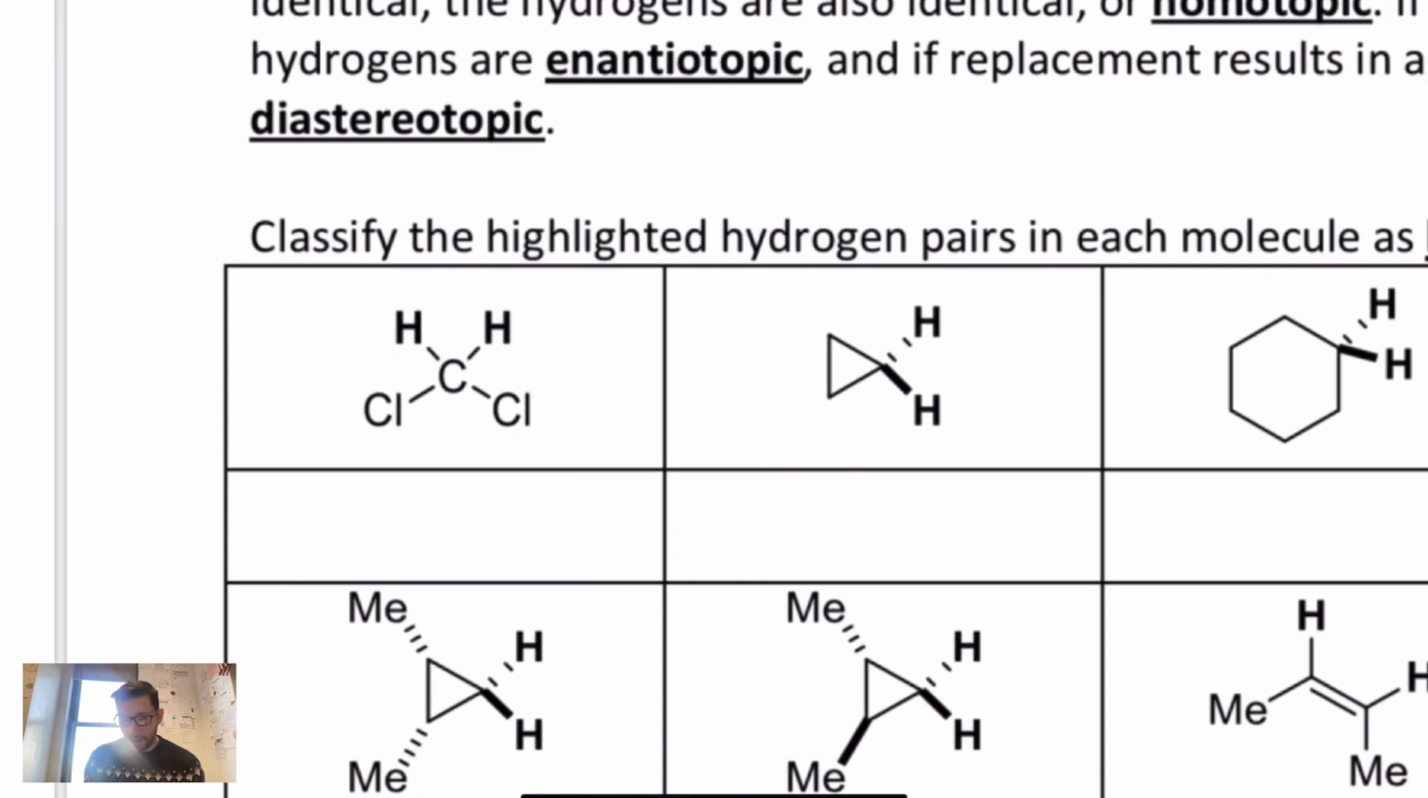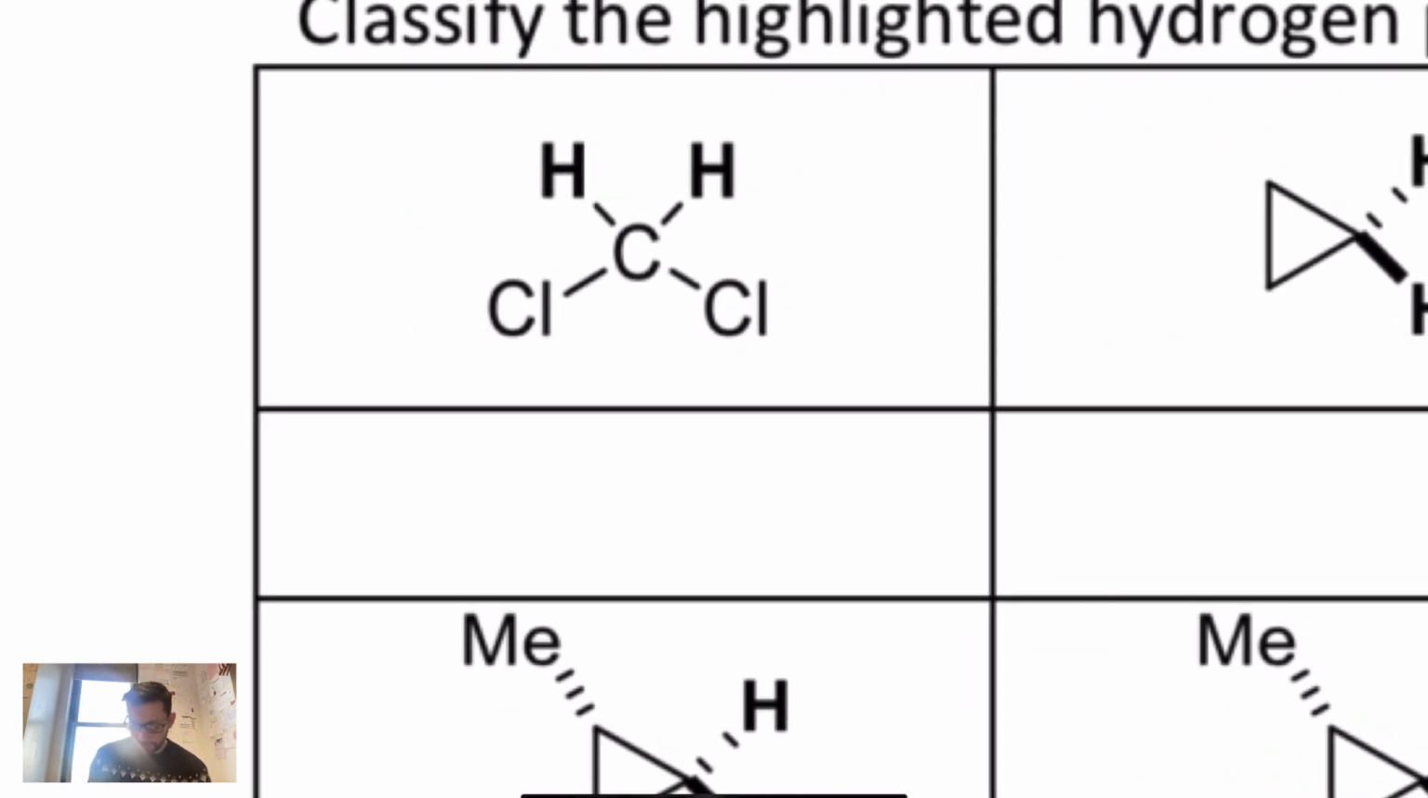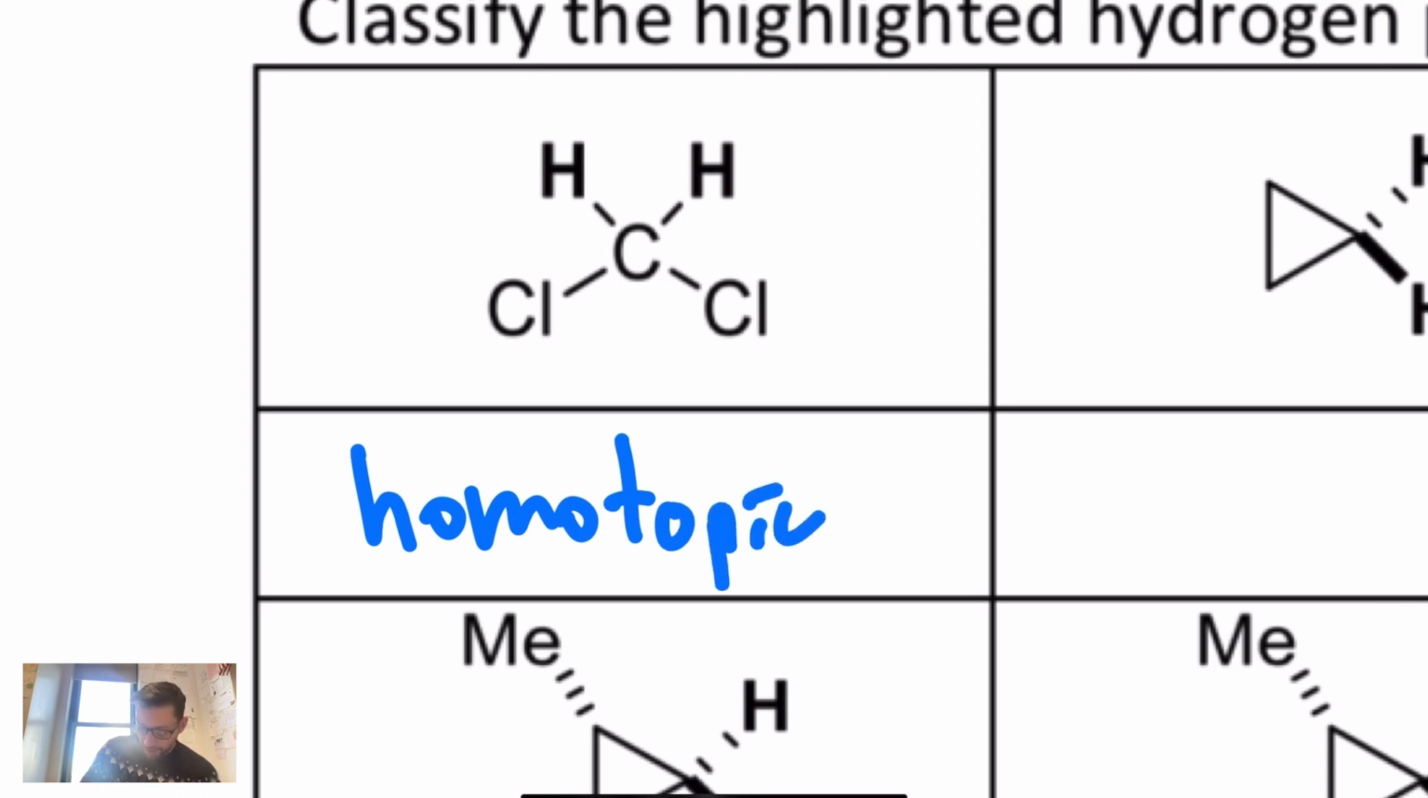For example, in methylene chloride or dichloromethane, these are two homotopic hydrogens. If I imagine changing one of them to something else, I'll shade it a different color, as opposed to making the other one shaded, those two compounds are exactly the same. So we say that those two hydrogens are homotopic of each other.